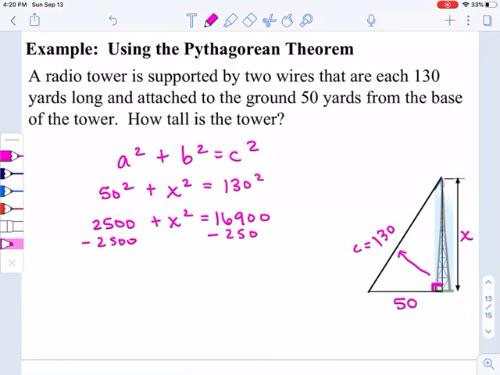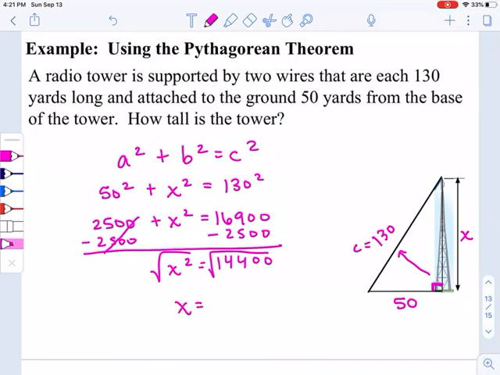Subtract 2,500. Use a calculator if you really need. Learn some tricks with your brain if you can. If I take 169 and I subtract 25, we're going to be left with 144 with 2 zeros, 14,400. And if I take the square root, now obviously if we're finding the length of a tower, we're not going to have a negative. So just because we're taking a square root in this case, we don't need to give the positive and the negative version of it because a height has to be positive in this case. It's the length of something.